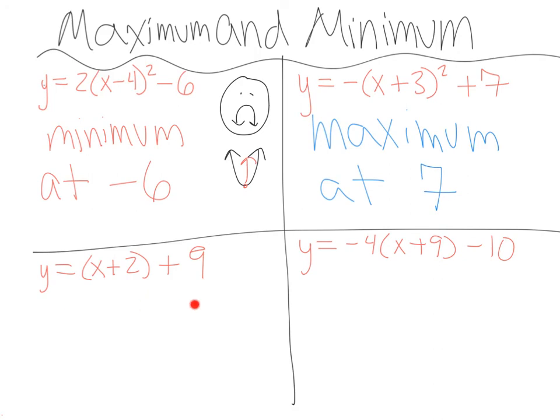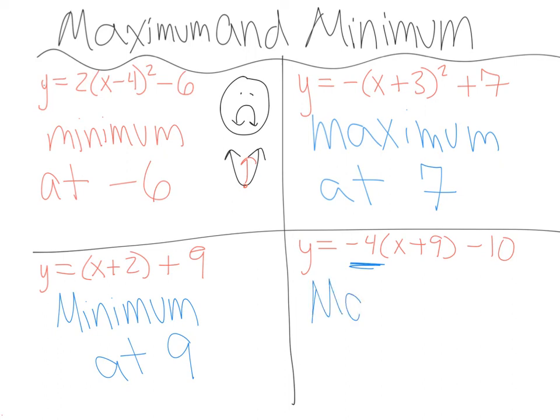For the next one, if you want, try and pause the video and see if you can do these on your own. Okay, for the next one, this is a positive number. If there's not a number in front of the parentheses, it means it's a positive 1. So this is a minimum value, and it is a minimum at positive 9. And then finally for the last one, negative 4, that is a negative, so it's going to be a maximum value, and it will be a maximum at negative 10.